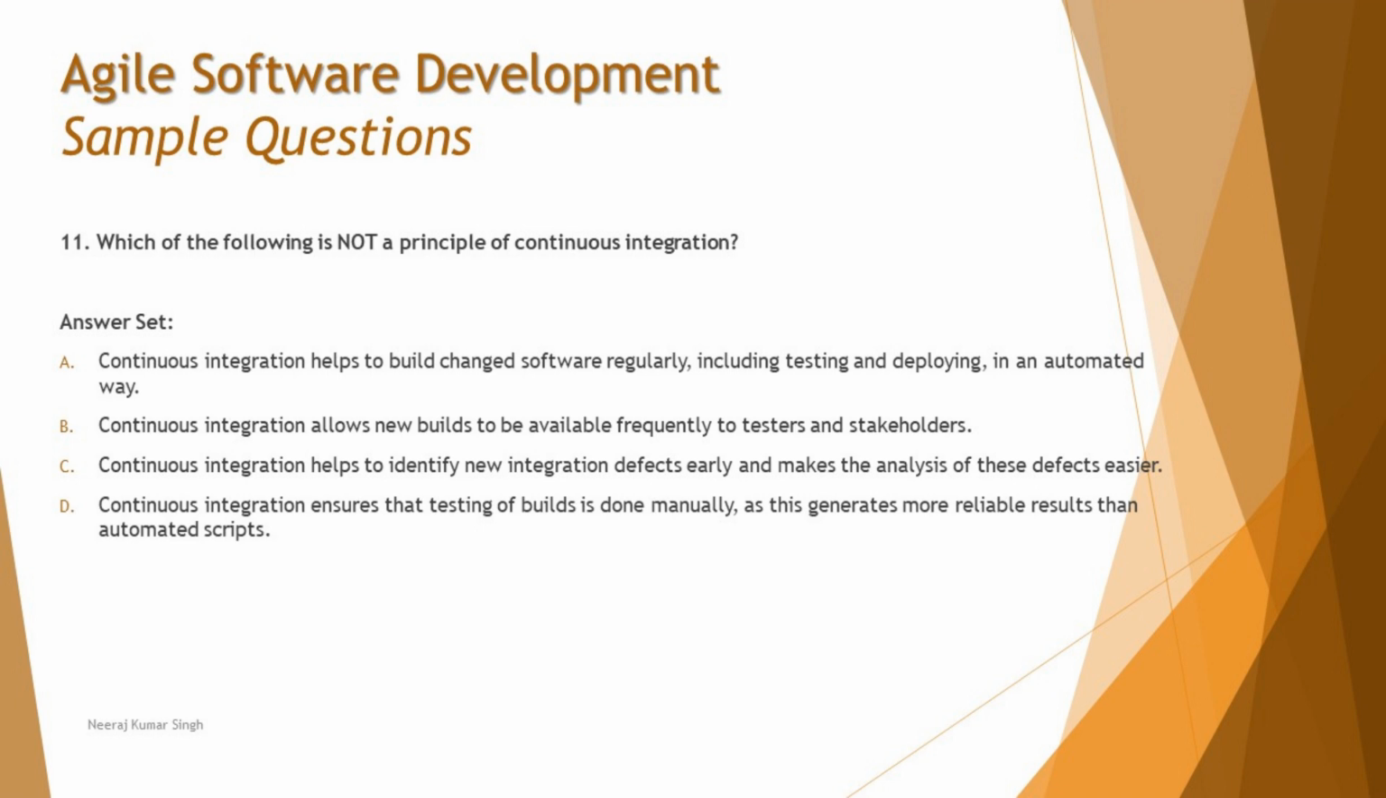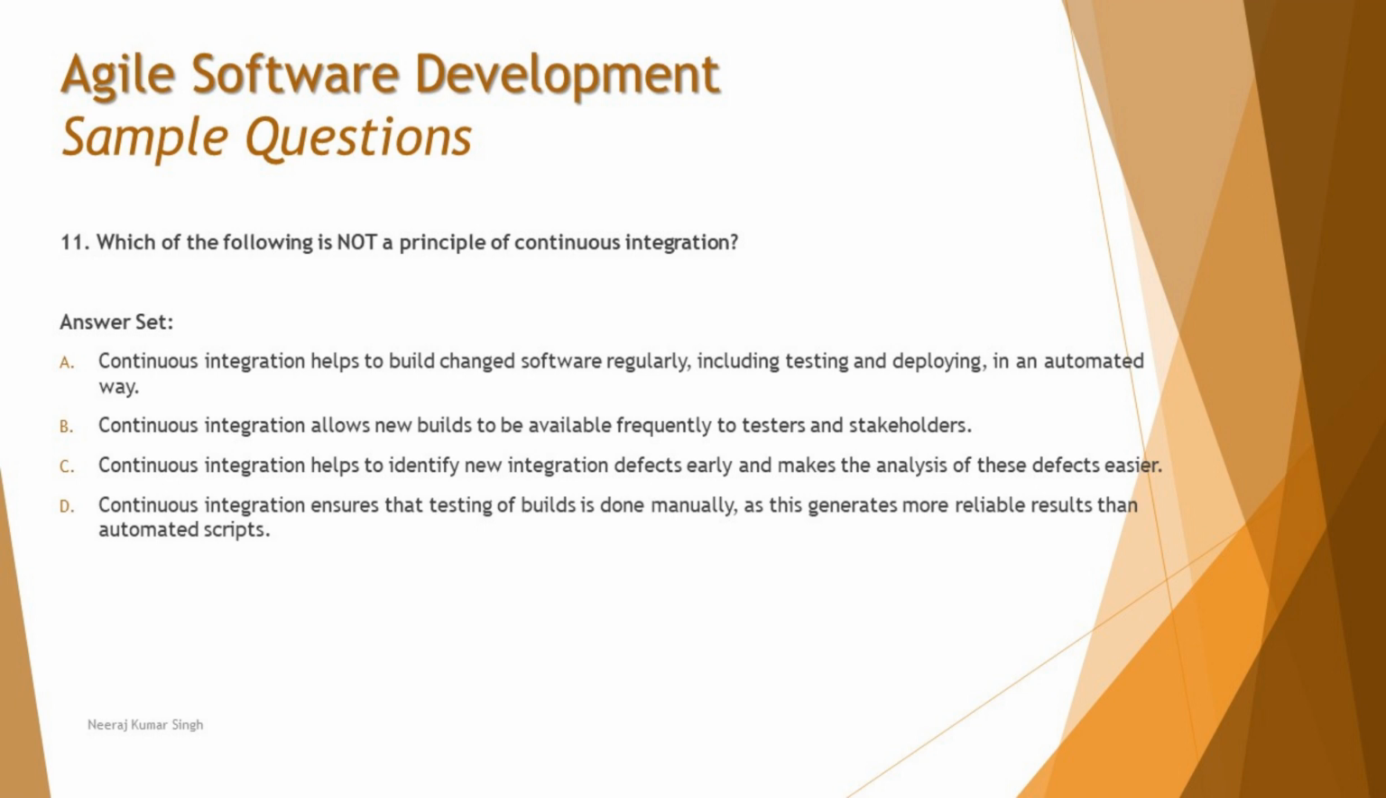I think we are left with just one more option to talk about, and it looks like that should be the answer. D, continuous integration ensures that testing of builds is done manually, as this generates more reliable results than automated scripts. I think that's where you should stop. Though the sentence looks very meaningful, that humans cannot be replaced by robots, when we talk about a process, we talk about a methodology, there is a meaning for it, and we should abide by that.